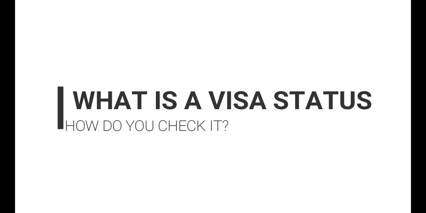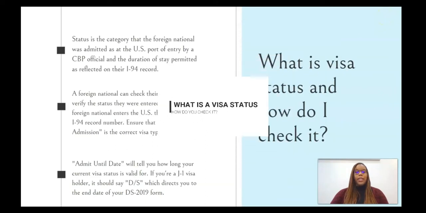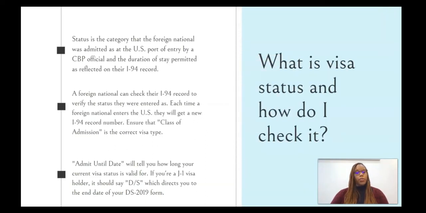So next, what is a visa status and how do you check it? Status is the category that the foreign national was admitted as at the U.S. port of entry by a CBP official, and the duration of stay permitted as reflected on their I-94 record. So it's both what visa status you are on and how long it is valid for.